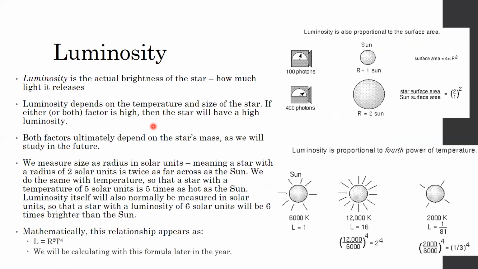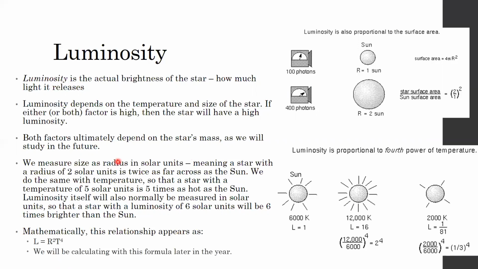And it depends on a couple of factors, primarily the temperature of the star and the size of the star. If either or both factors are high, then the star is going to have a high luminosity. And both factors are ultimately controlled by the mass of the star. Again, that's a big concept that we're going to talk about later on, in the spring semester of the year, excuse me.